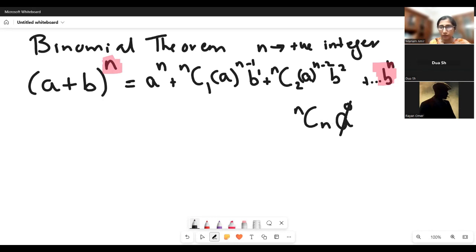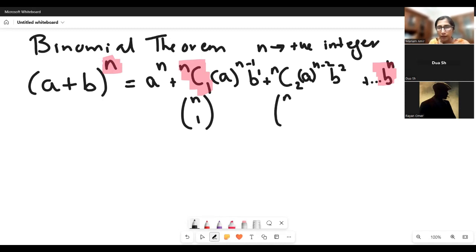Okay, that is the formula for binomial expansion. This formula is given to you in the formula sheet. However, instead of nC1, they write it slightly differently. They write it like this, n, and then brackets 1. This is also read as nC1. And this would be n, brackets 2, which is also read as nC2. So it's the same thing. Okay, let's just quickly start an example question.